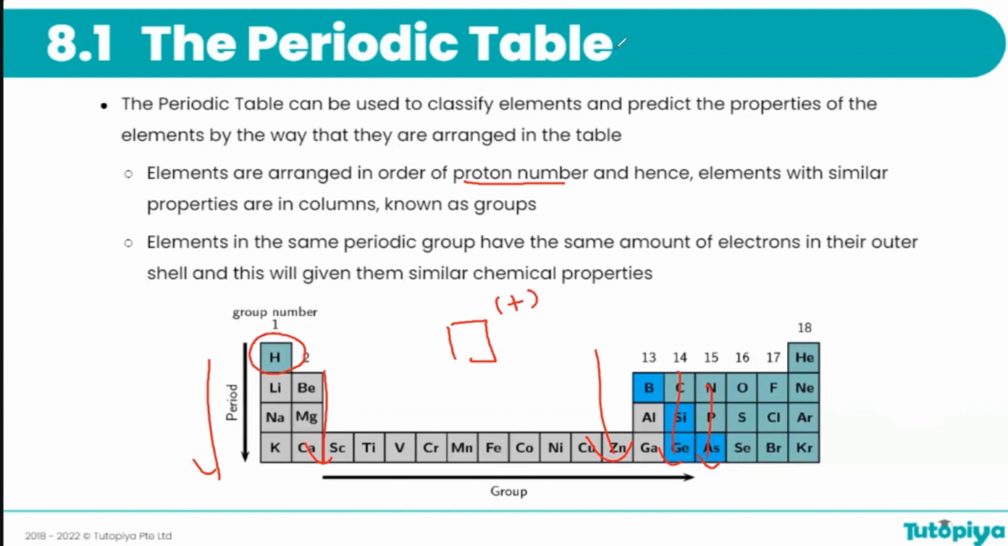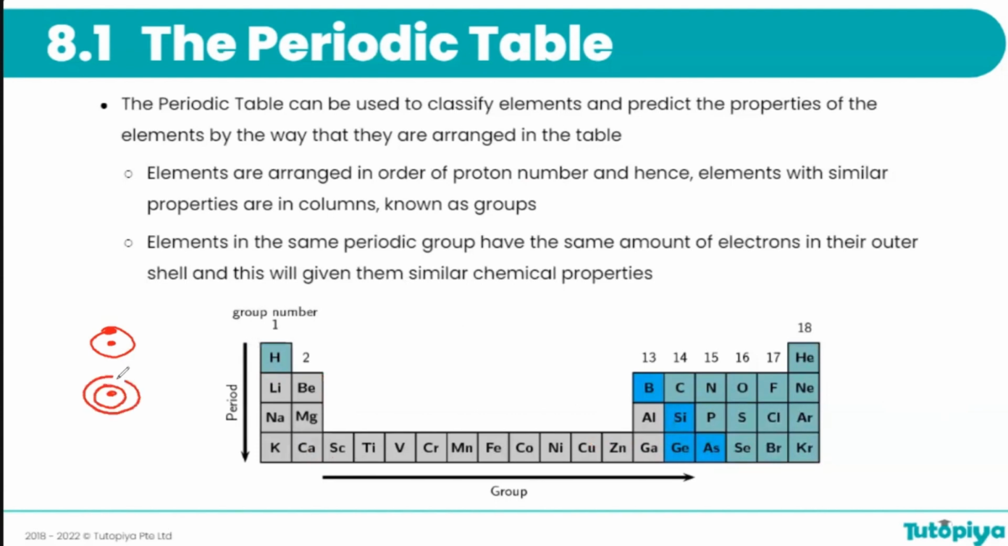Let's look at group 1. Hydrogen has only one electron. Therefore, hydrogen has only one electron shell, and that one electron rests on the first electron shell. Then we have lithium. Lithium has three electrons. So two of them go to the first electron shell, and the remaining one goes to the second electron shell. So even lithium has only one electron in its outermost shell.